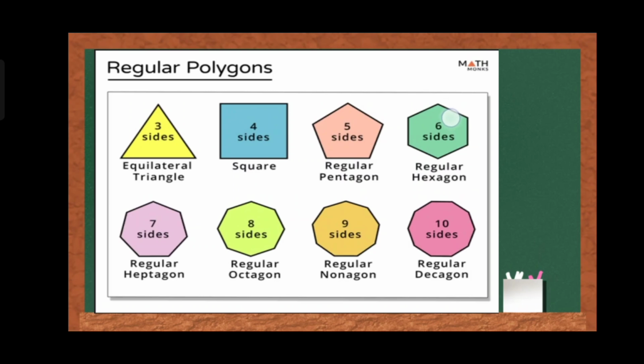Next is hexagon, a shape with six sides, or we can say a polygon with six sides. A polygon with seven sides is called heptagon. A polygon with eight sides is called octagon. A polygon with nine sides will be nonagon. And last, a polygon with 10 sides will be called decagon.